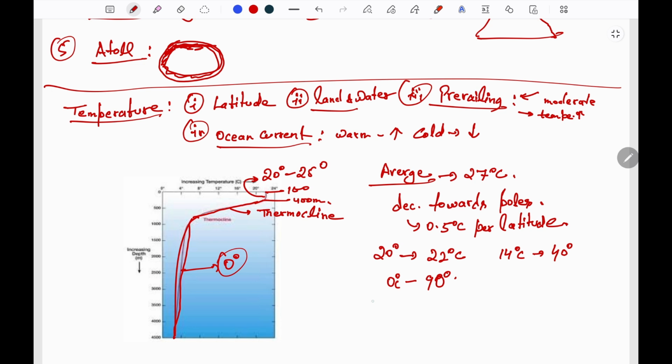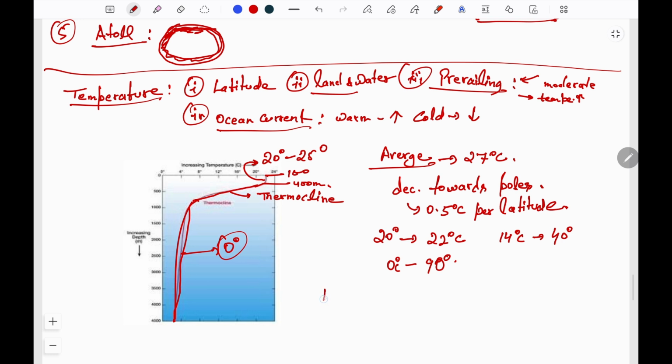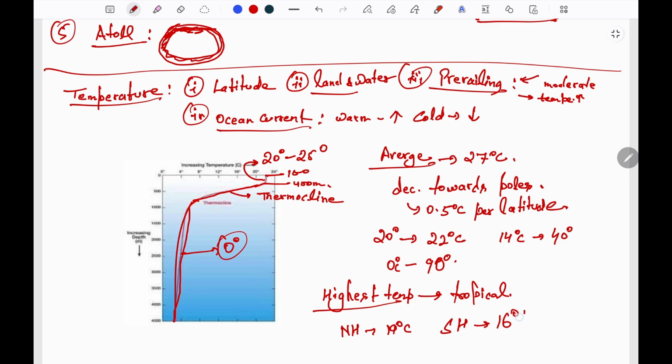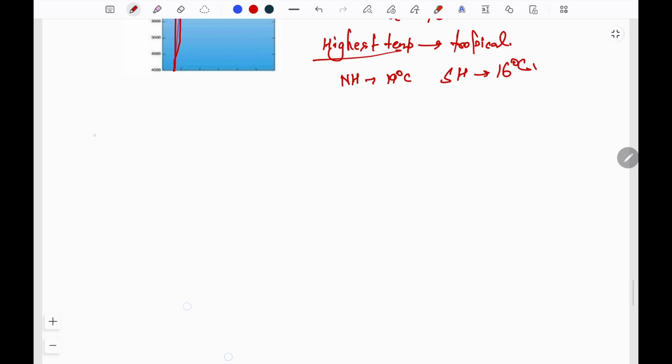And the temperature is relatively higher in the northern hemisphere than in southern hemisphere due to the presence of land. And remember one thing, highest temperature is not recorded at equator. It is in the tropical region. And note that average temperature in northern hemisphere is 19 degrees Celsius and in southern hemisphere it is 16 degrees Celsius. Now moving on to the salinity of the ocean.